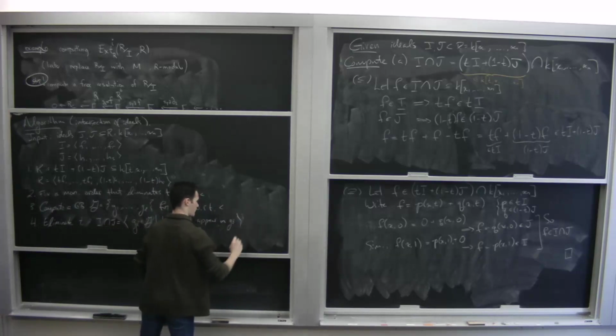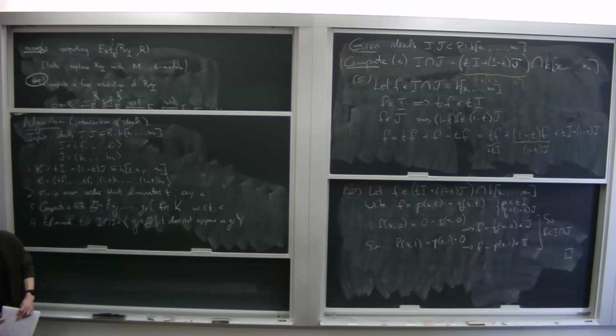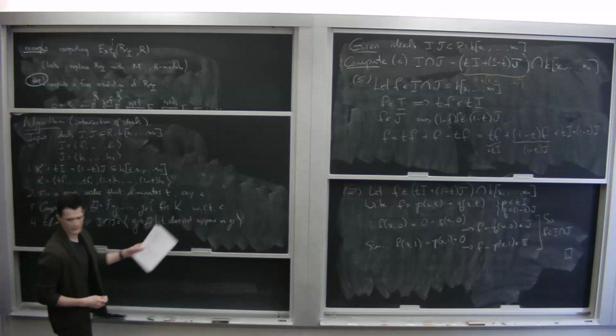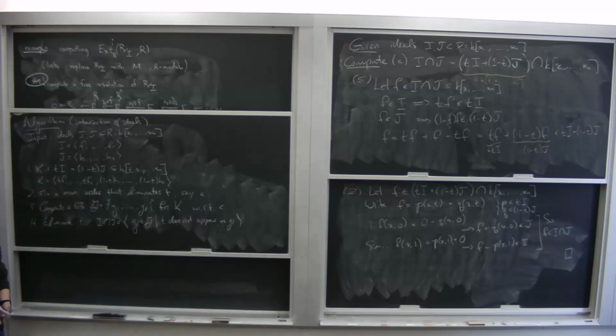And note that that is going to be a Gröbner basis of I intersect J as well, with respect to the order that is induced. But actually, if you choose the order to eliminate t, it can be any order you want. Pretty good. How do you know you have computation?